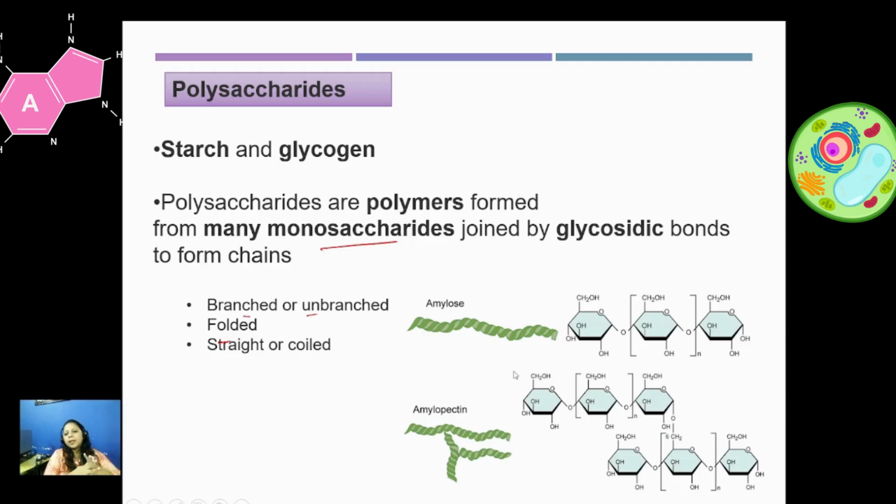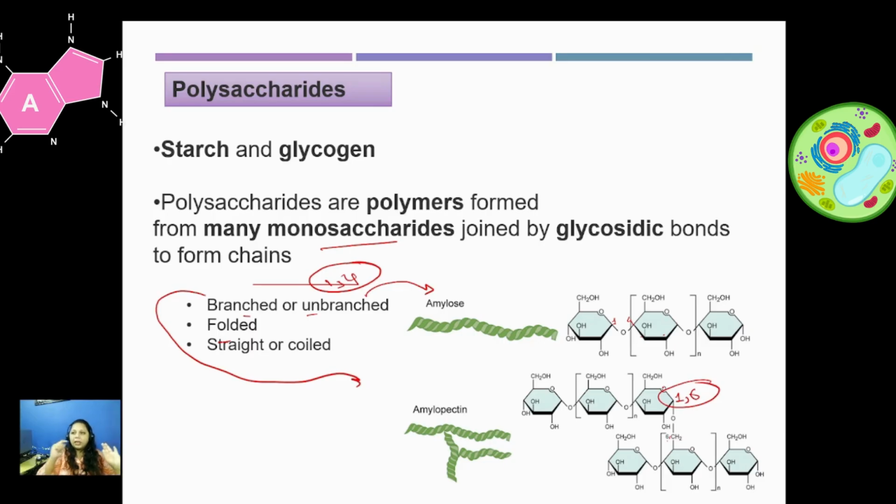So these are two examples, amylose and amylopectin. This one is a straight one. There is no branching in this one. This one is unbranched. And this amylopectin is actually branched, because look over here, we have a bond at carbon number 1 and carbon number 6. Whenever it is unbranched, there is bonding between carbon number 1 and carbon number 4, while in the branched one, there will be bonding between carbon number 1 and carbon number 6. That actually makes it branched.